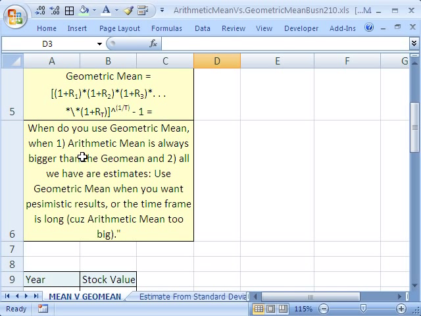The question is when to use the geometric mean. Again, the same two facts: arithmetic mean is always bigger than the geomean, and all we have are estimates. So when do you use the geomean? Use it when you want pessimistic results. Oh, yeah, because it's always going to be smaller. Or the time frame is long, because arithmetic mean will be too big.